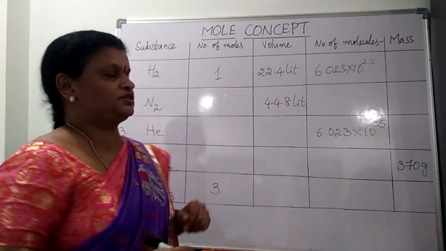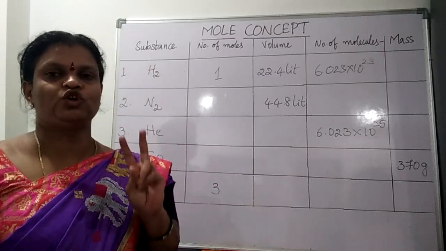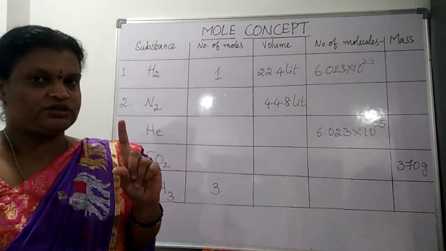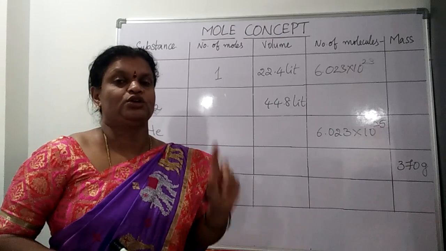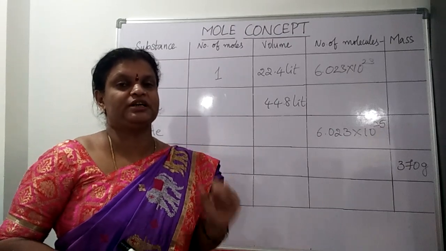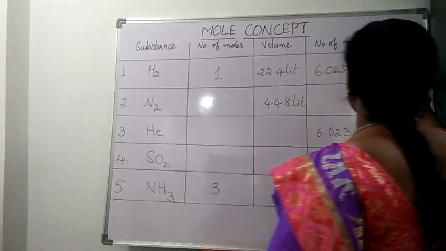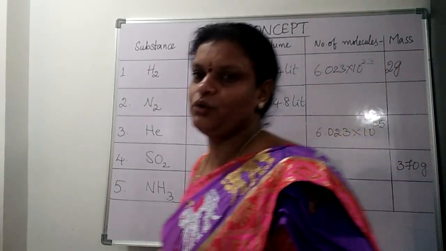Then what about the mass? 1 mole of hydrogen gas has a mass of 2 grams, because here 2 hydrogen atoms are there. 1 mole of hydrogen atoms has a mass of 1 gram. So 2 hydrogen atoms are present here, so the mass will be 2 grams. So here we can write the mass of hydrogen gas as 2 grams.